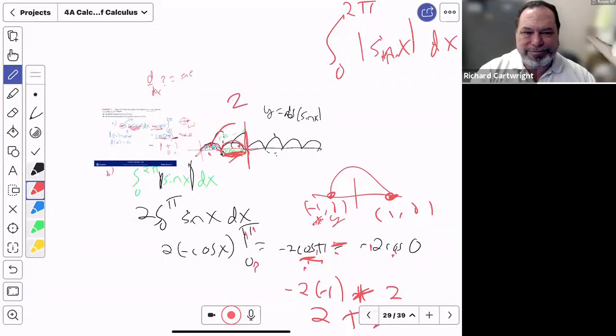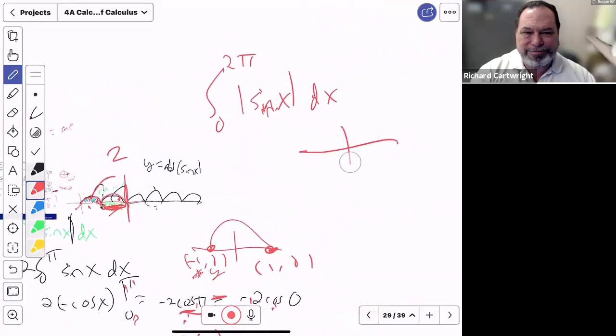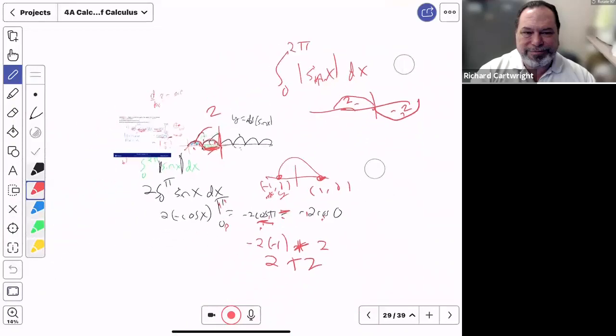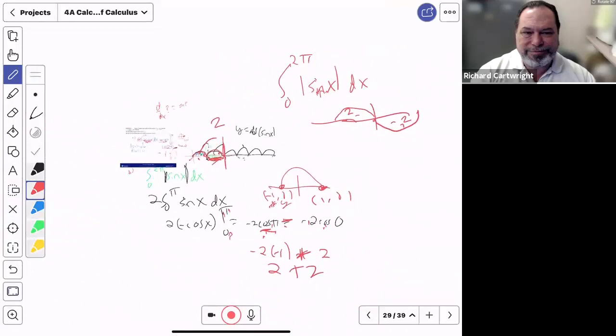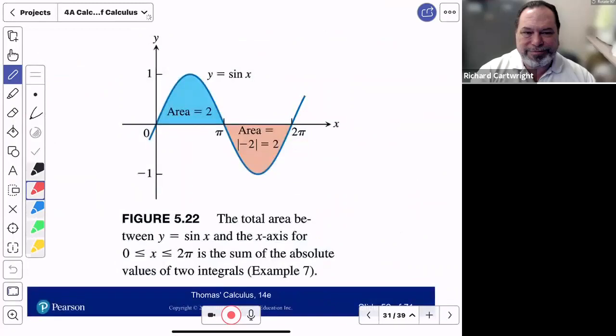The area from 0 to pi is 2. The area from pi is a -2, and that was a 2. That's why they canceled out. But the total paint you're buying will be 4 for 4 square units. There's his negative, there's his positive, there's his 4. There's a picture, same thing.